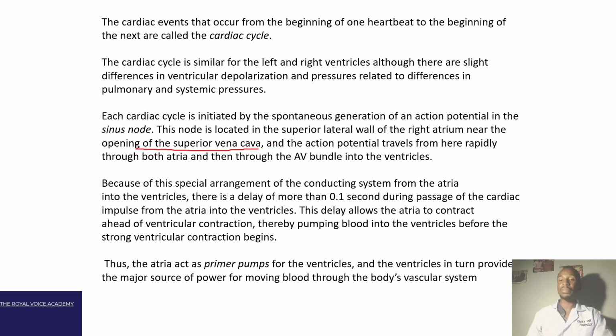That is where it is located. But the action potential, mark this word here, the action potential is traveling from here rapidly through both the atria. So it goes first through the atria and then later through to the ventricles, but coming now through the AV bundle. We will look at that in the next lecture, when we'll be looking at the conduction system of the heart.